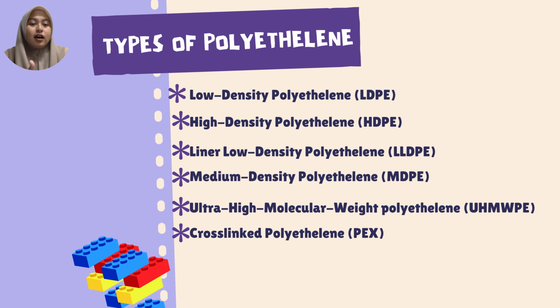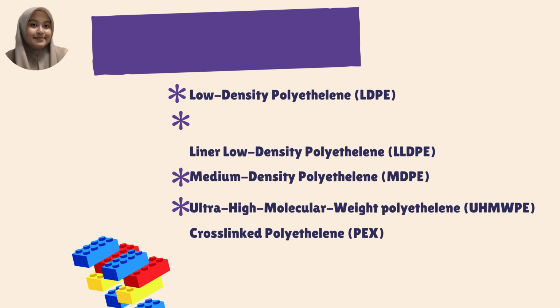Next, ultra high molecular weight polyethylene: extremely long chains, highly durable, wear resistant. Next, medium density polyethylene, MDPE: intermediate density, good toughness and chemical resistance. The last one, cross-linked polyethylene, PEX: cross-linked structure, improved heat and chemical resistance.